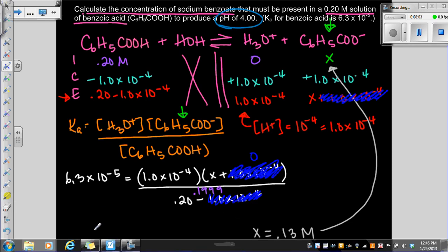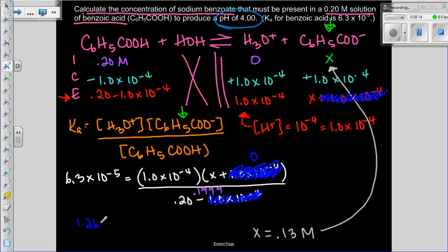So now I'm going to have 6.3 times 10 to the negative fifth times 0.2, and that'll give us 1.26 times 10 to the negative fifth, which, you remember, is what we had before. That's going to equal 1.0 times 10 to the negative fourth times x. If I divide both sides by 1.0 times 10 to the negative fourth, I am going to get an x that equals 0.126 molar, and then when I do sig figs, I get the same thing. So my initial concentration of benzoate is 0.13 molar.